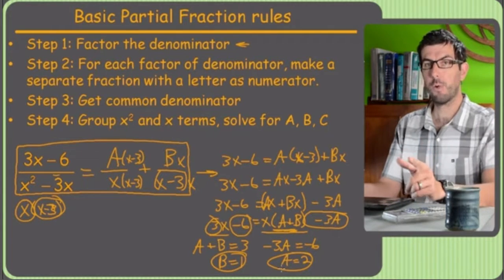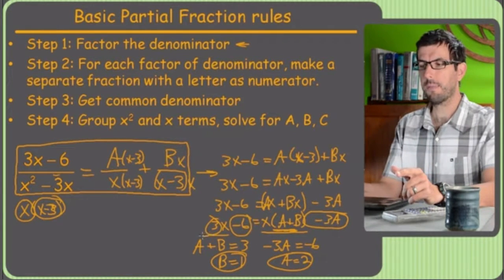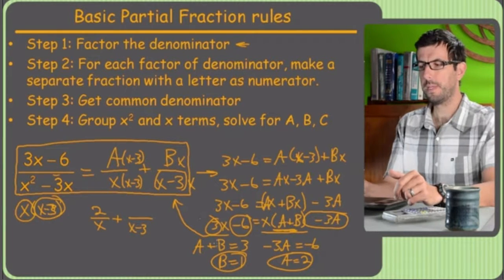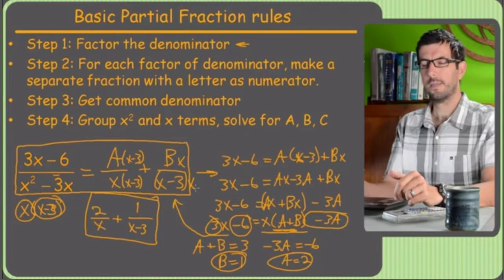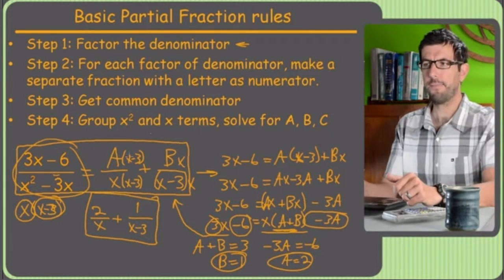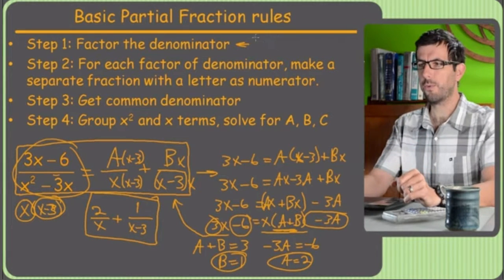Pretty amazing, right? Now I'm not quite done. I just need to go and stick these back in my expression from over here, where I had a over x. So a over x, now I know a is 2, so I've got 2 over x. And then b over x minus 3. And b I now know is 1. So these two things add up, and if I simplify, you recall this is exactly what I had on that first page. So if I just combined them, they would combine into this. Pretty crazy, right?